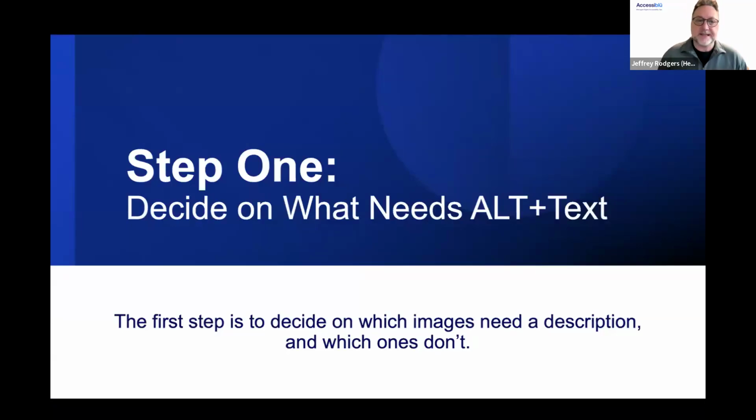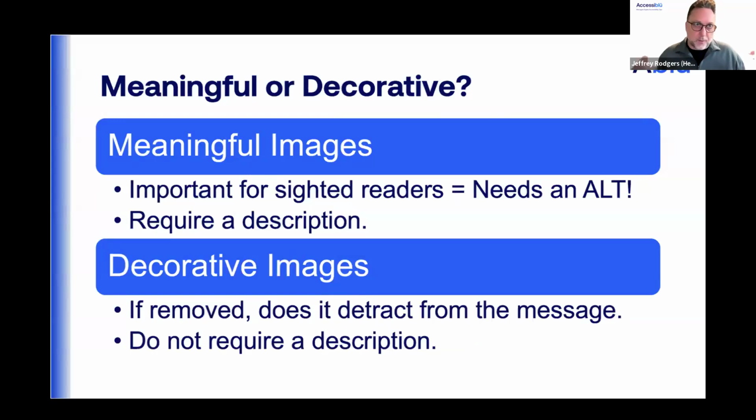So when we're dealing with alt text, the first thing we have to do is decide what needs alt text. What I like to do is a game called Meaningful or Decorative. It's something that you can play at home or the next time you're in a meeting that has a PowerPoint that probably should be an email. If you've been in those like I have, you can play these fun games. So Meaningful or Decorative. Meaningful images are essentially those images that are important for sighted readers.